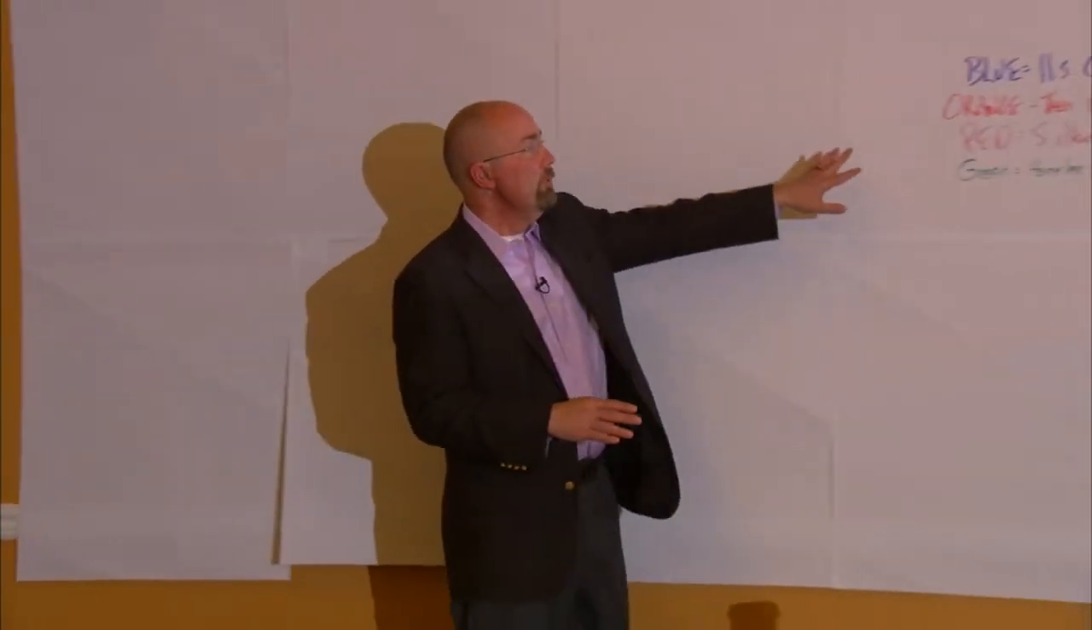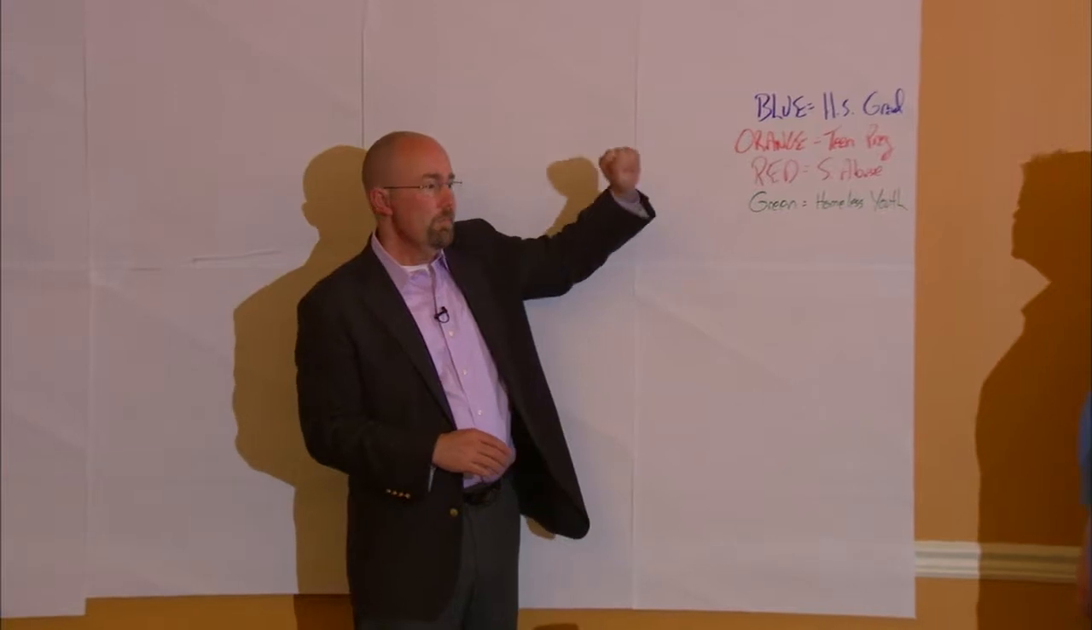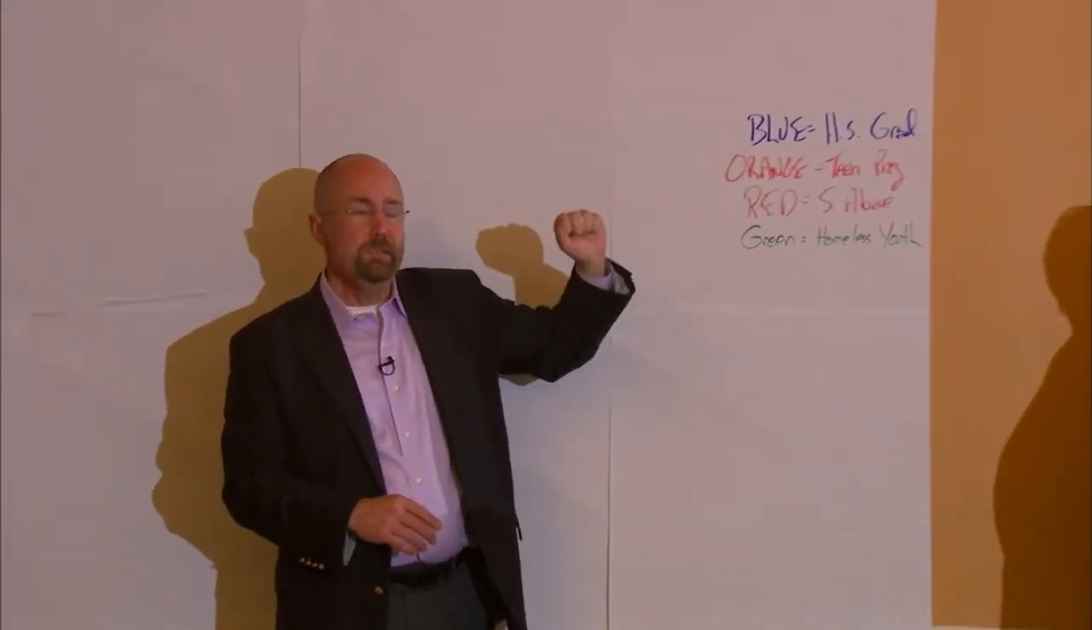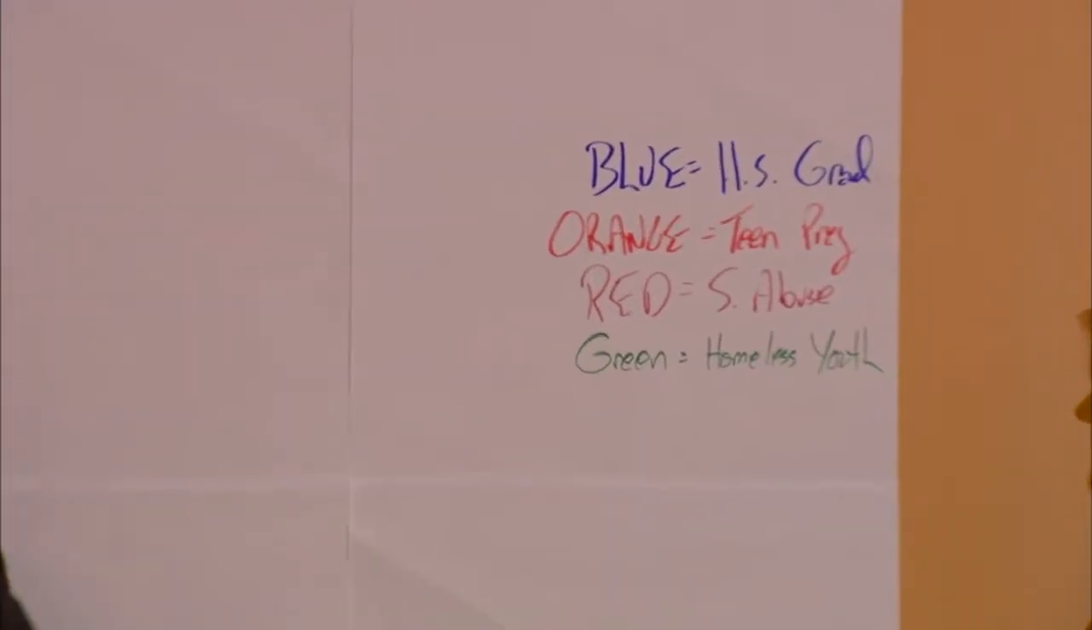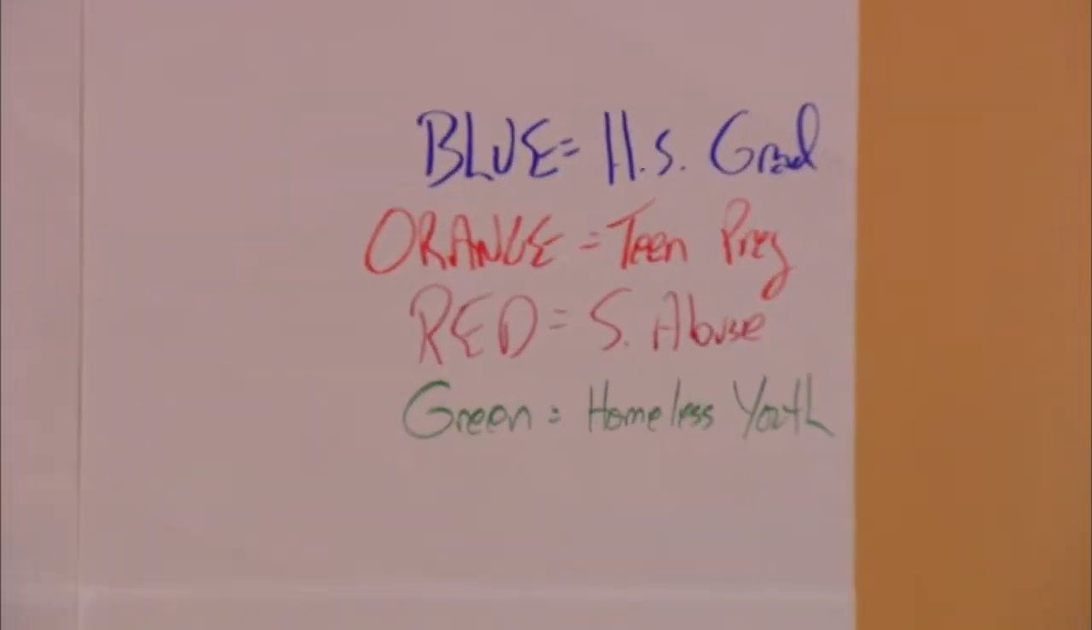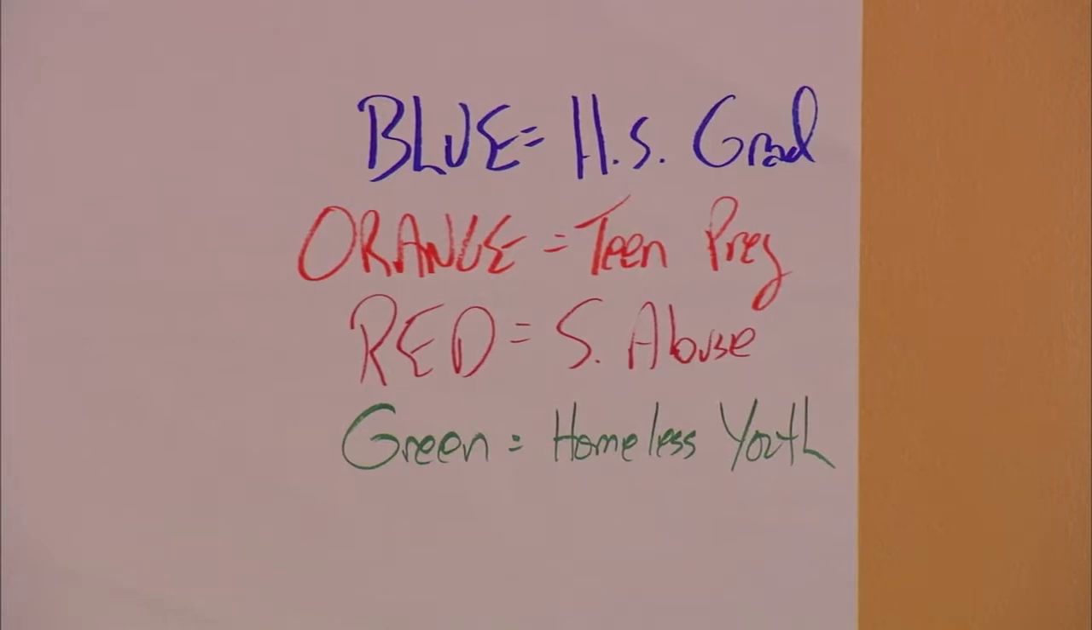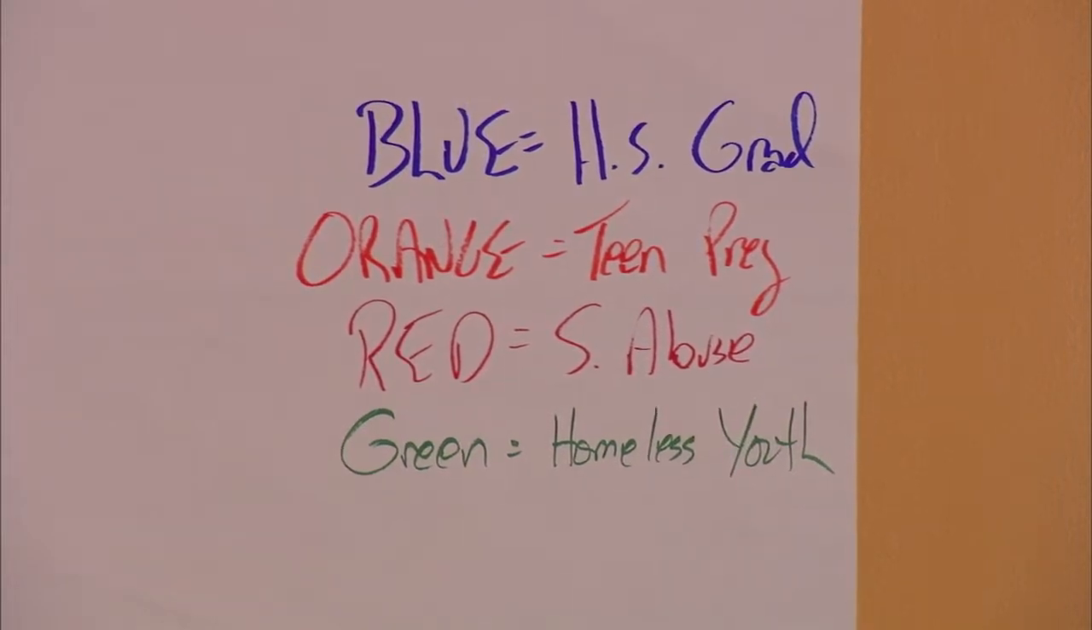So we had Team Blue, which was working on high school graduation, correct? We had Team Orange working on teen pregnancy. We had Team Red working on substance abuse, and Team Green working on homeless youth. This is the first time we've done analysis really outside of the substance abuse because we've been working on our own issues for the whole day and a half up until now.